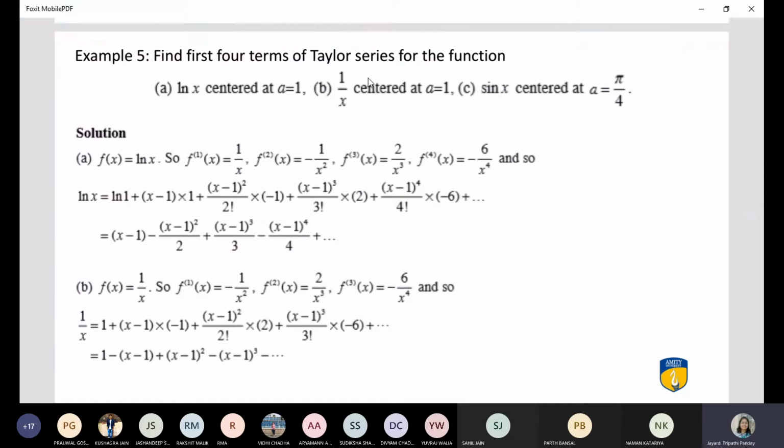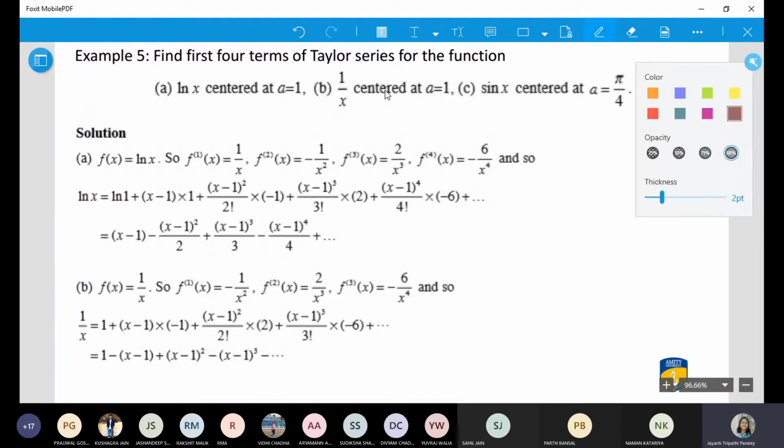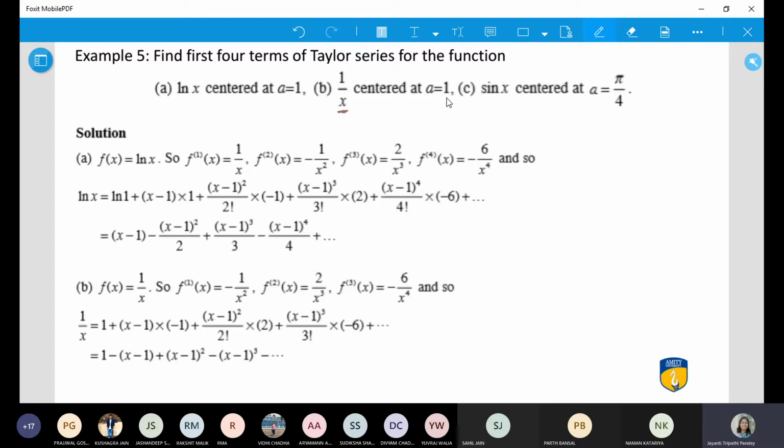Now the second part of the question. You have to expand 1 by x centered at a is equal to 1. So you can understand you are expanding first derivative onwards. So f(x) is 1 by x, f'(x) is, and so on. Here you have started from log x, here you have started from 1 by x. So from this term onwards, the derivative is already done. So we are not doing it.